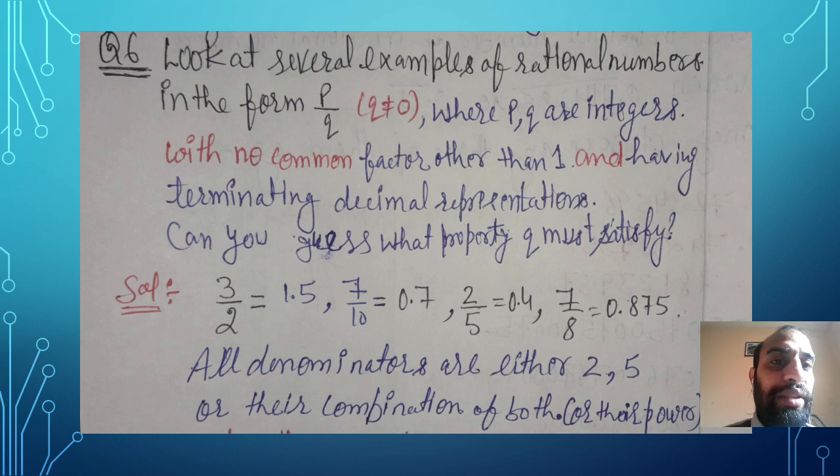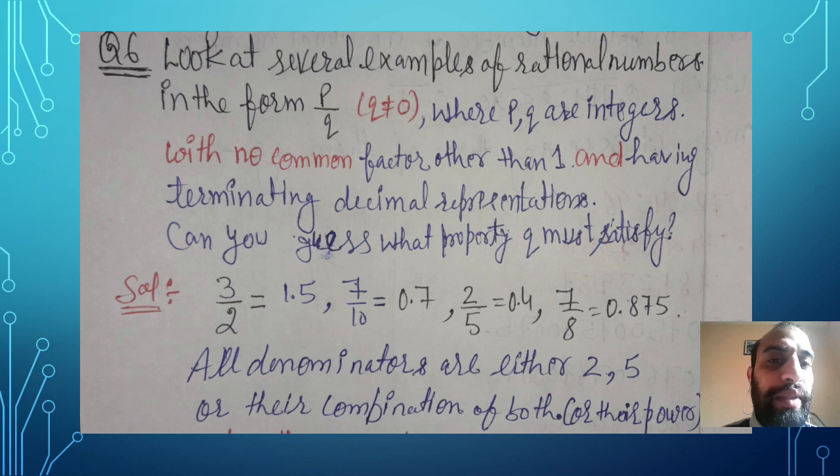Let's take the next question. This is also a very interesting question. In this question we need to find out without calculating. Can you guess which rational number is terminating or which is not terminating? So my dear student, to find this terminating or non-terminating, here we have a property along q. Q means denominator. Have a look over these examples.